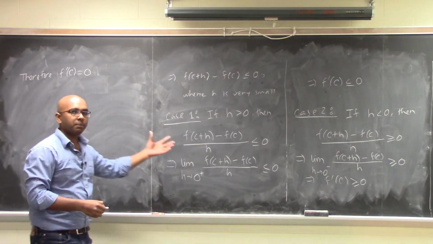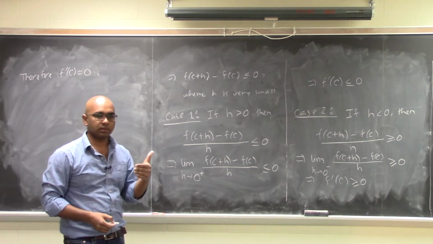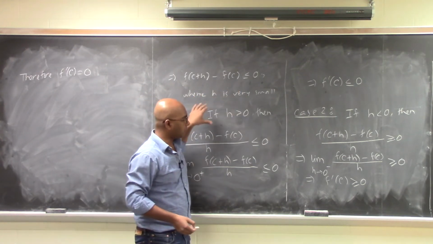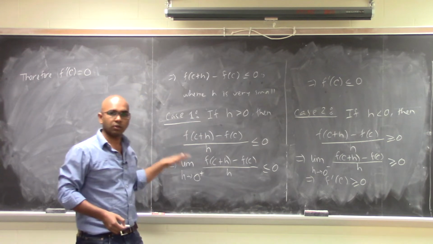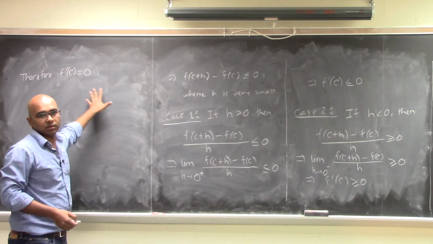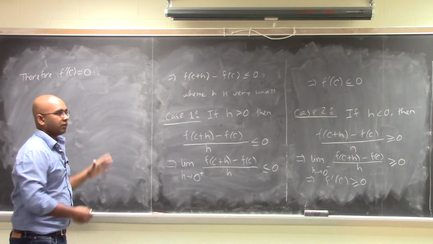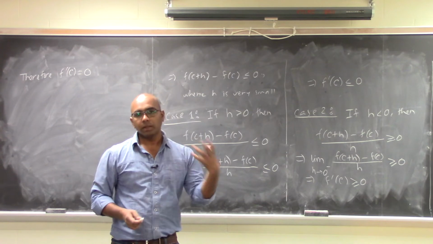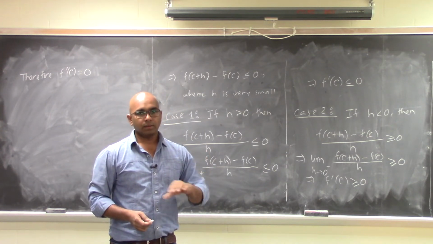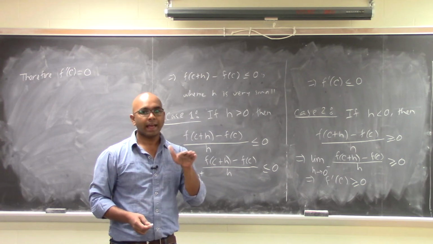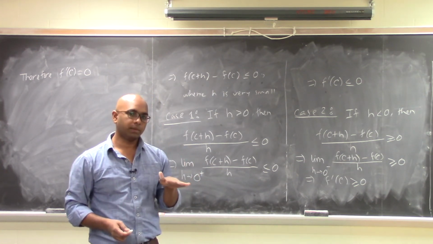And we can do the same process for local minima. The inequality signs will just flip. This will be positive, but then you'll run the same argument and it will give you f prime of c equal to 0. Okay, so Fermat gave a criteria. If a function has a local maxima or local minima at a point, and if the function is differentiable at that point, then it must have derivative 0 at that point.